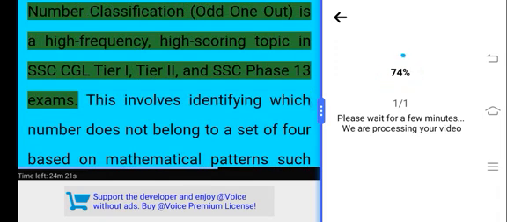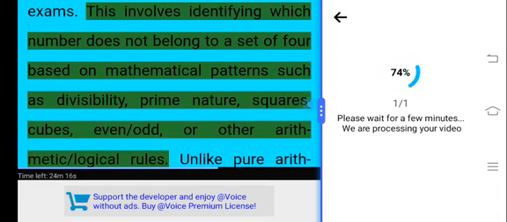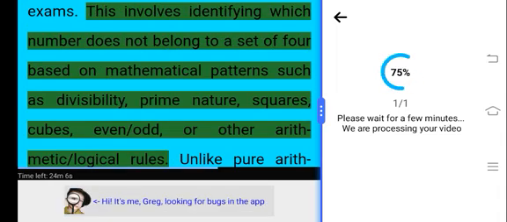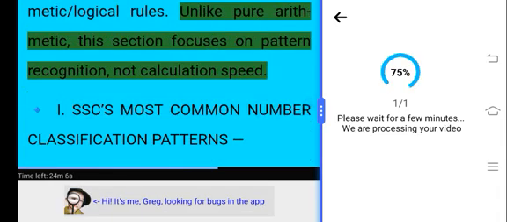Number classification, odd one out, is a high-frequency, high-scoring topic in SSC CGL Tier 1, Tier 2, and SSC Phase 13 exams. This involves identifying which number does not belong to a set of 4 based on mathematical patterns such as divisibility, prime nature, squares, cubes, even, odd, or other arithmetic logical rules. Unlike pure arithmetic, this section focuses on pattern recognition, not calculation speed.